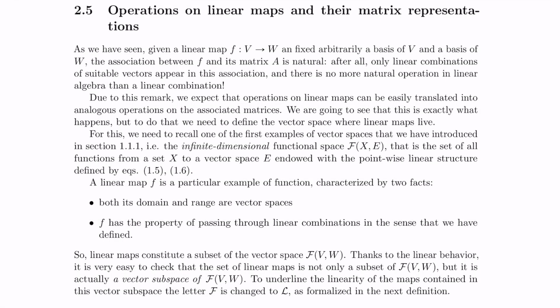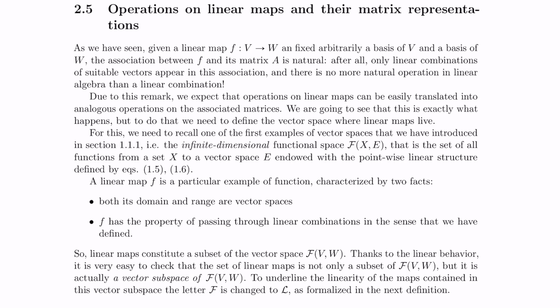In lesson 5, we have seen that the association between a linear map and a matrix is a natural operation. In fact, it involves only linear combinations, which are the most natural operations that we can perform in linear algebra. Due to this remark, we expect that if we define operations on linear maps, then we can easily translate these operations onto the associated matrices. We're going to see that this is indeed the case.